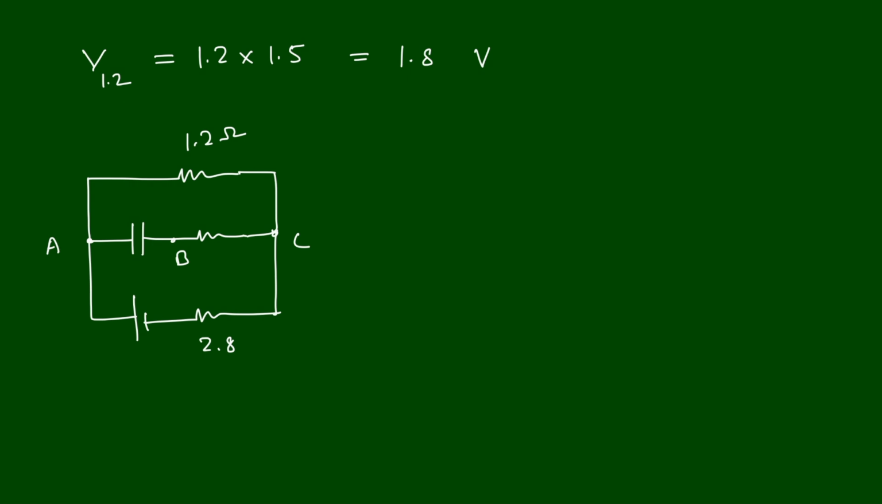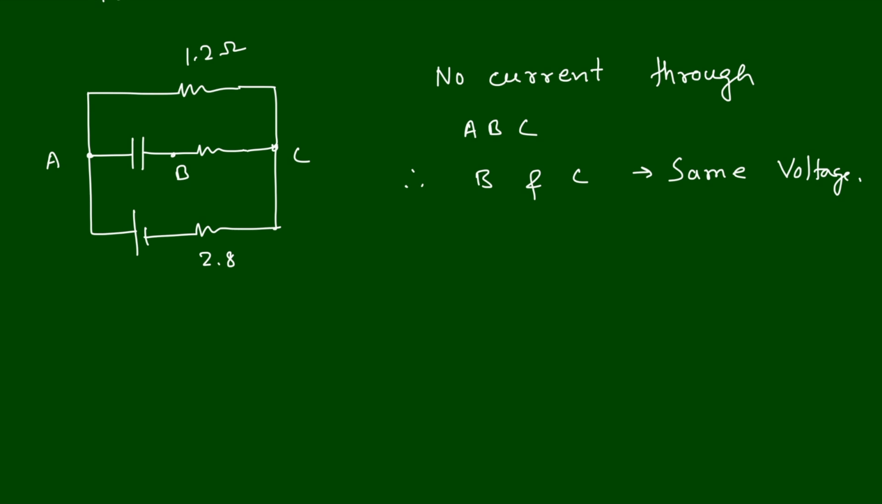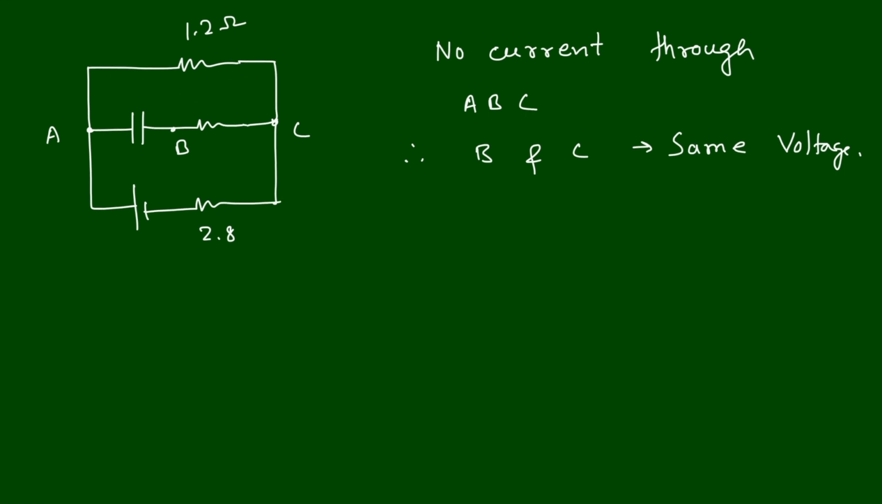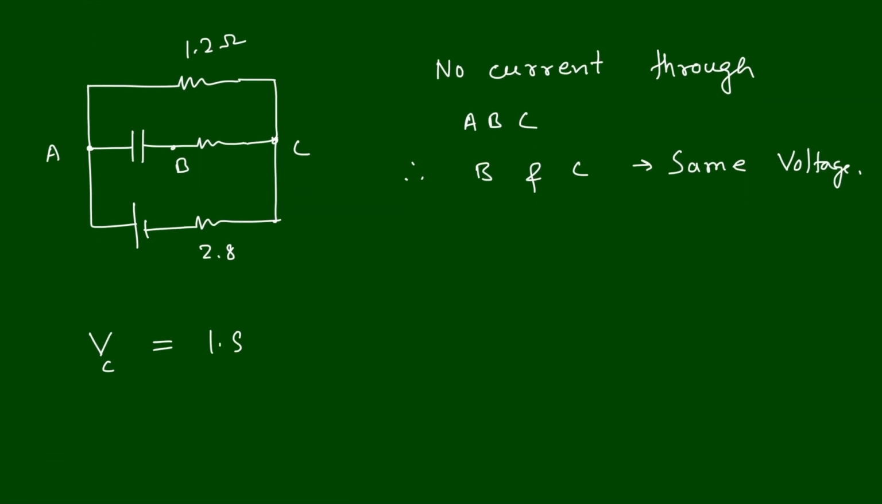So as there is no current flowing through A, B, C, therefore at B and C the same potential, same voltage you can write. That means the potential difference across the capacitor is the same as the potential difference across the 1.2 ohm resistance. That means the potential V across the capacitor is equal to, as you have seen here, 1.8 volt.